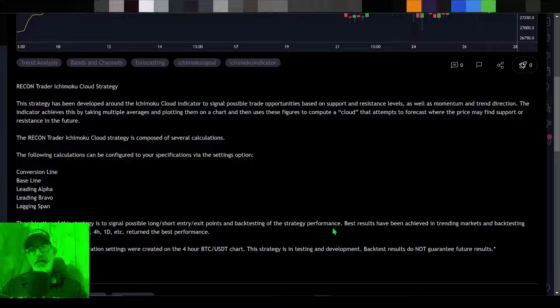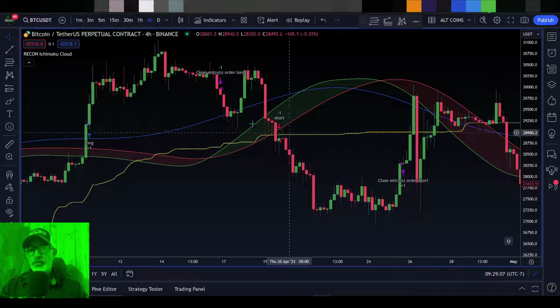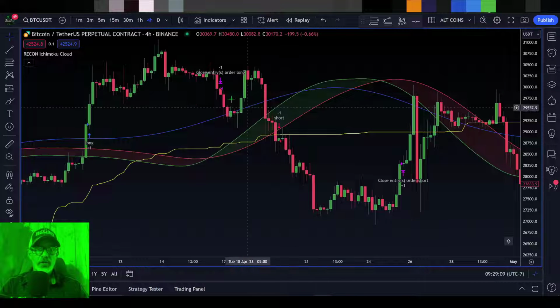strategy. And it's also important to note that this strategy is still in the testing and development stage, and again, backtest results do not guarantee future results. Anytime you use anybody's trading strategy or indicator or what have you, do so at your own risk. Now, with that all in mind, let's jump into the weeds and take a look at the actual performance on a chart here on TradingView.